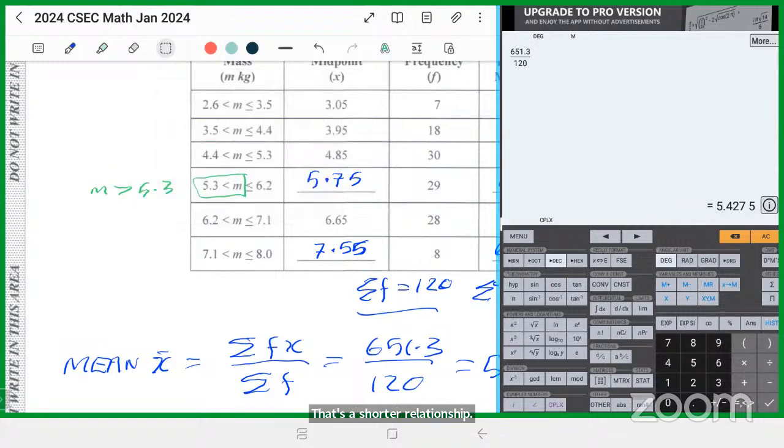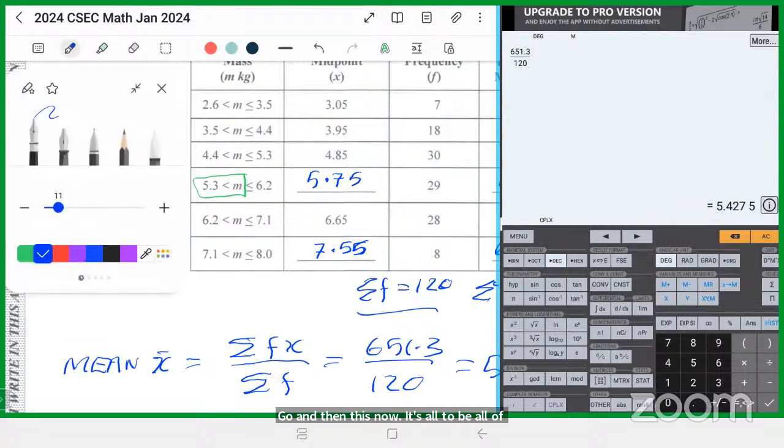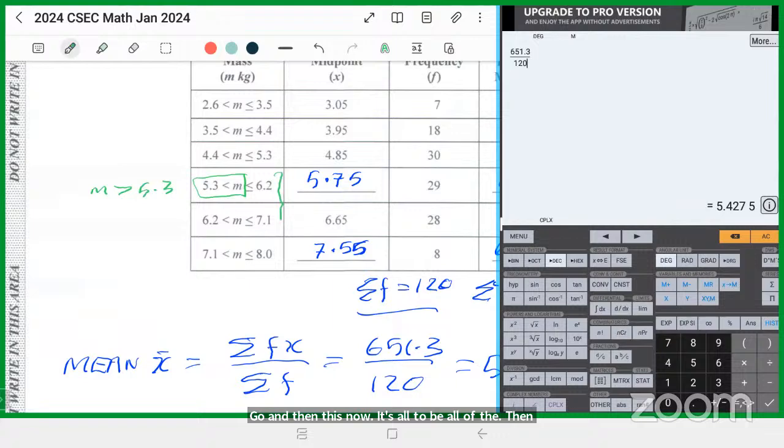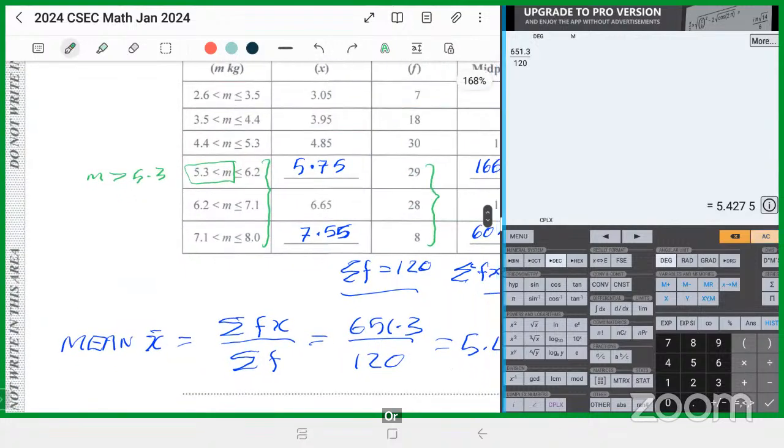Good. And then this now is all the babies with a mass greater than 5.3, all of these right here. I'll just add up these and put it over the 120. Let's see what that adds up to.